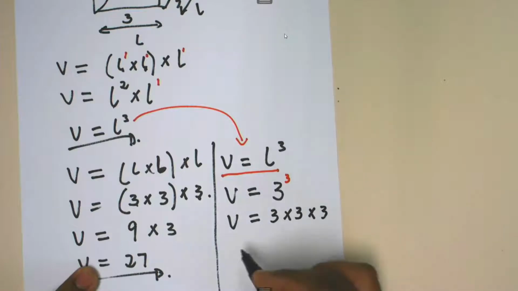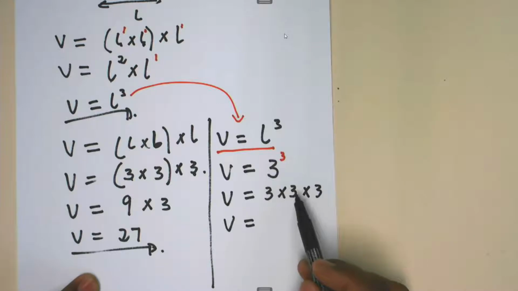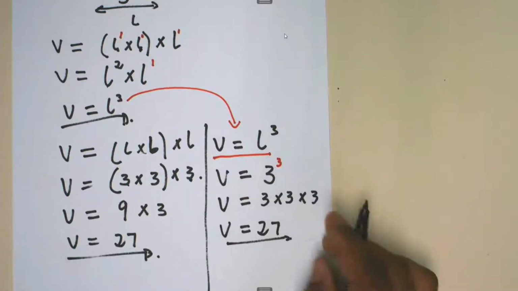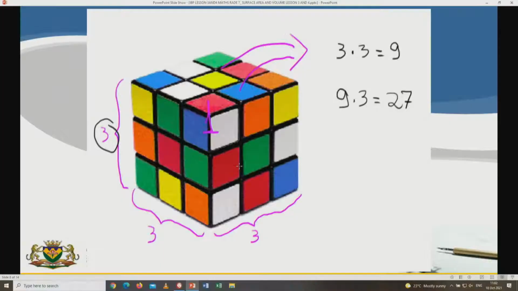It is not equal to 6. I will demonstrate that. Okay, 3 times 3 is 9. 9 times 3 is 27. And therefore, it will be 27 what? 27. That will be the answer.